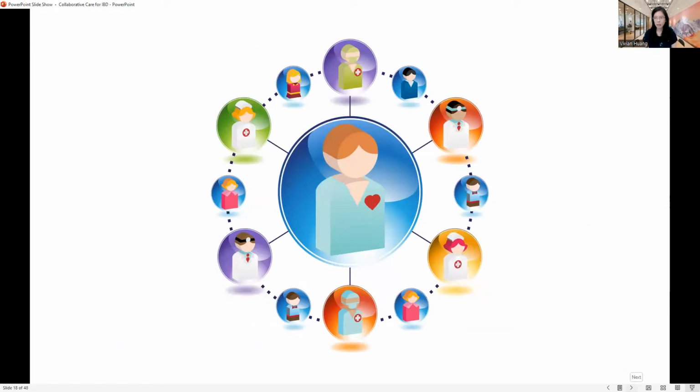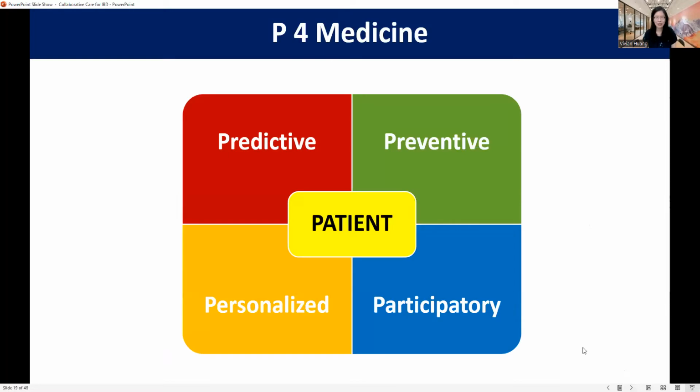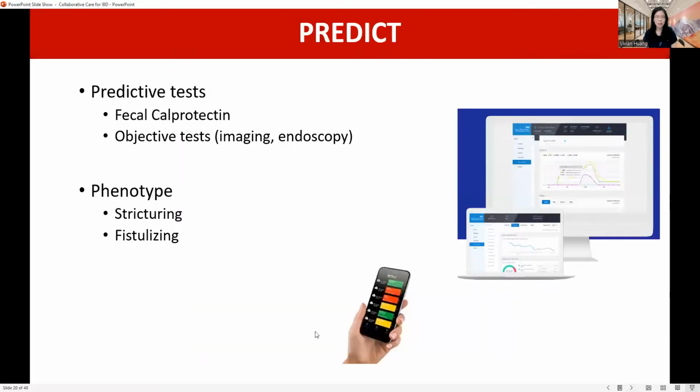So again, we're talking about multidisciplinary care with the patient in the middle. So that leads me to the next section, where I'll talk a little bit about P4 medicine. Some of you may have heard me talk about this before, but all of this collaboration will not work unless the patient is collaborating in their care. And for the patient to collaborate, they need to understand the concepts of prediction, prevention, personalization, and participation in their care. So prediction is to get them engaged in understanding why we order tests like fecal calprotectin.